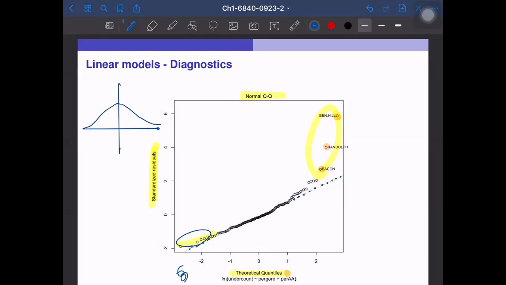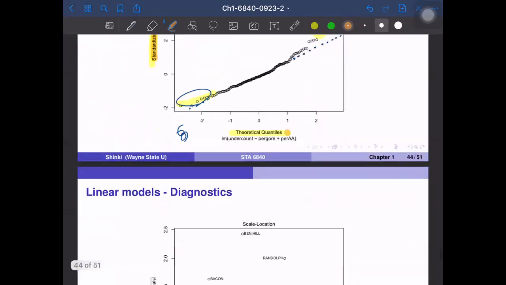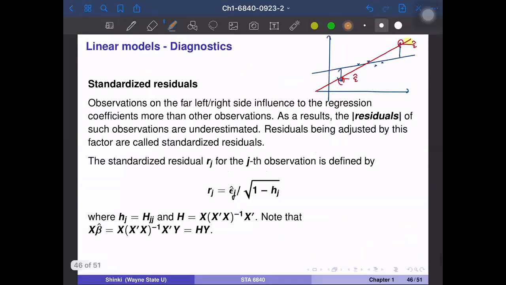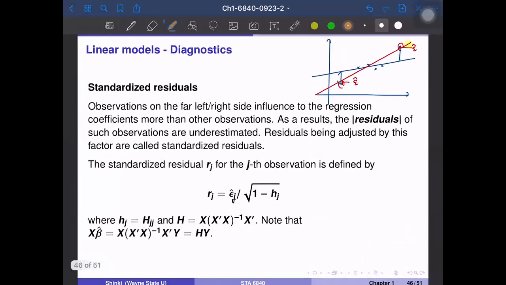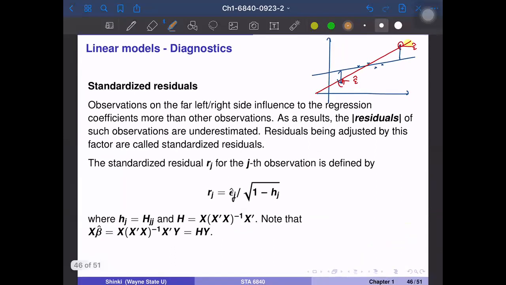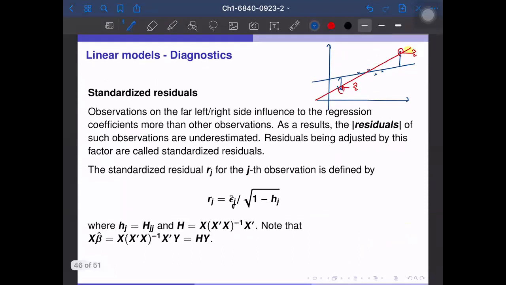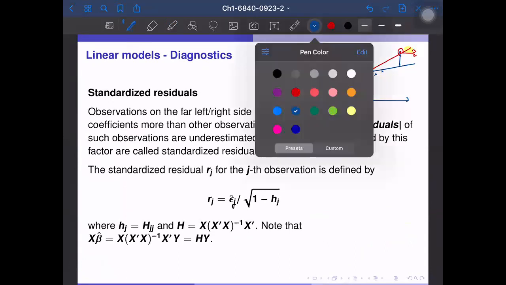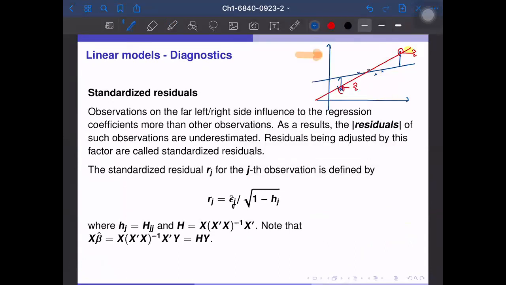Okay, so here, this is not just residual, but the standardized residual. So I will explain next what is standardized residuals. Okay, so idea is here. The observations on the far left or right side influence the regression coefficients more than other observations. So think about this example. So we have 6 observations here. So 1 observation here, and 1, 2, 3, 4, and 6.